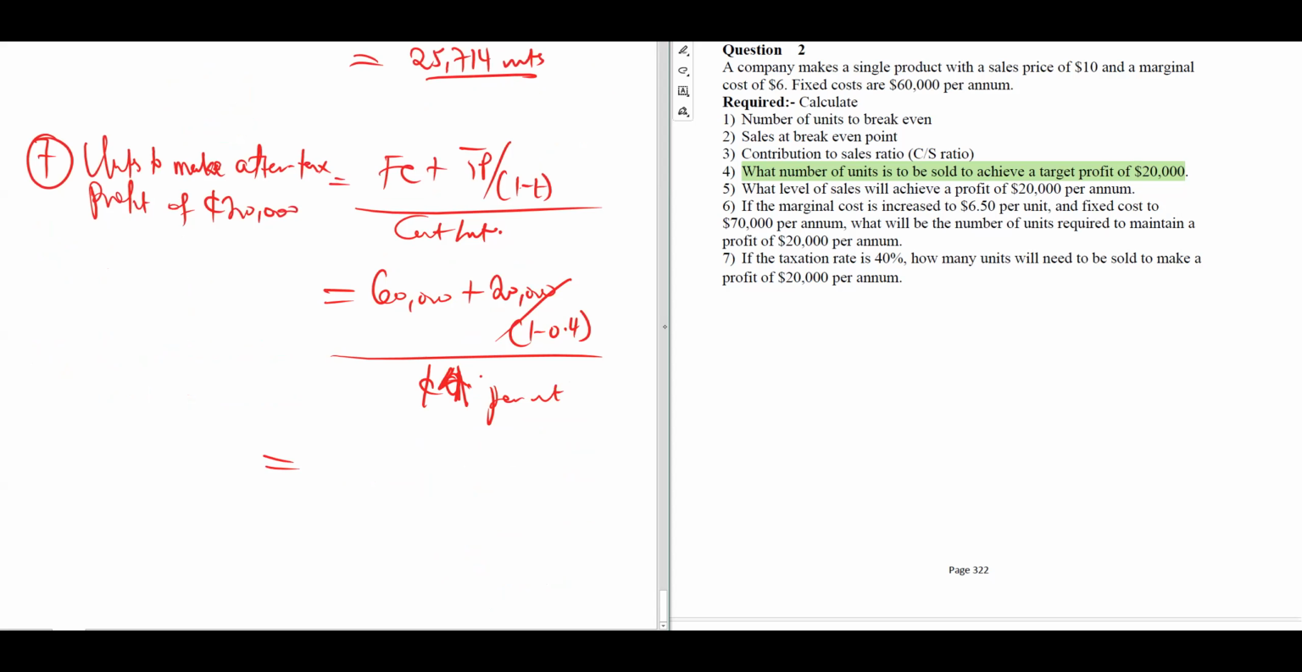So this one gives us 60,000 plus 20,000 over 0.6. So that gives us 93,333 over 4 cedis per unit. So that means we must produce 23,333 to make after-tax profits of what? 20,000. Does that make sense? Yes, sir. Well understood. Okay.